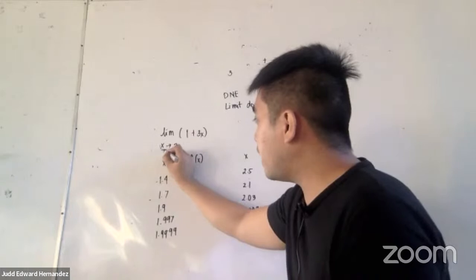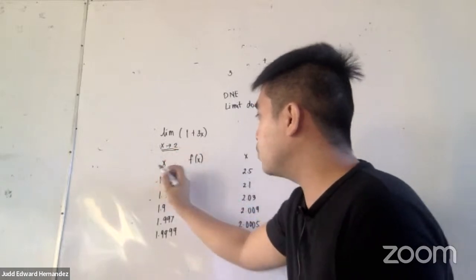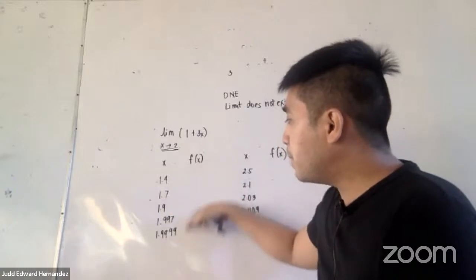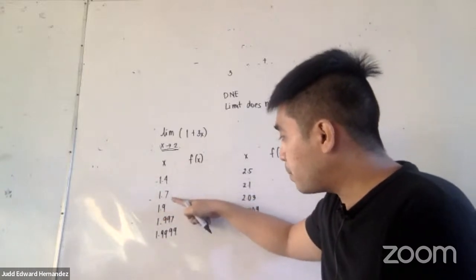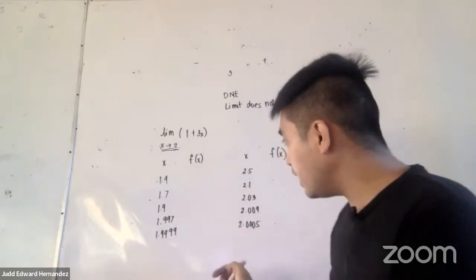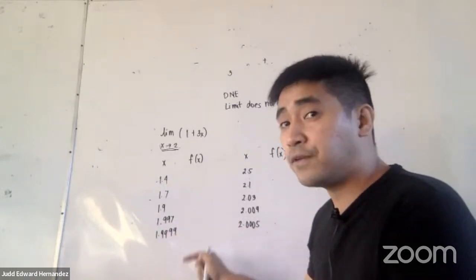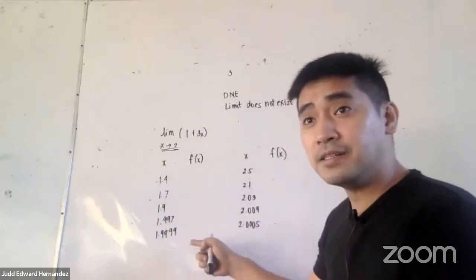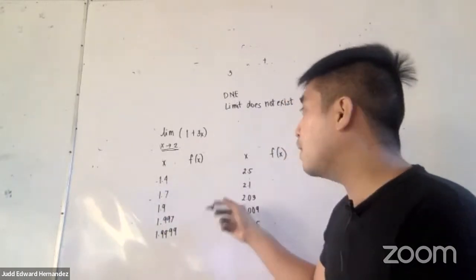Since the exact value is 2, it is approaching 2. Therefore, ano yung mga meron tayong examples? These are 1.4, 1.7, 1.9, 1.997, 1.9999. Ano itong mga values na to? From the left or from the right? From the left.